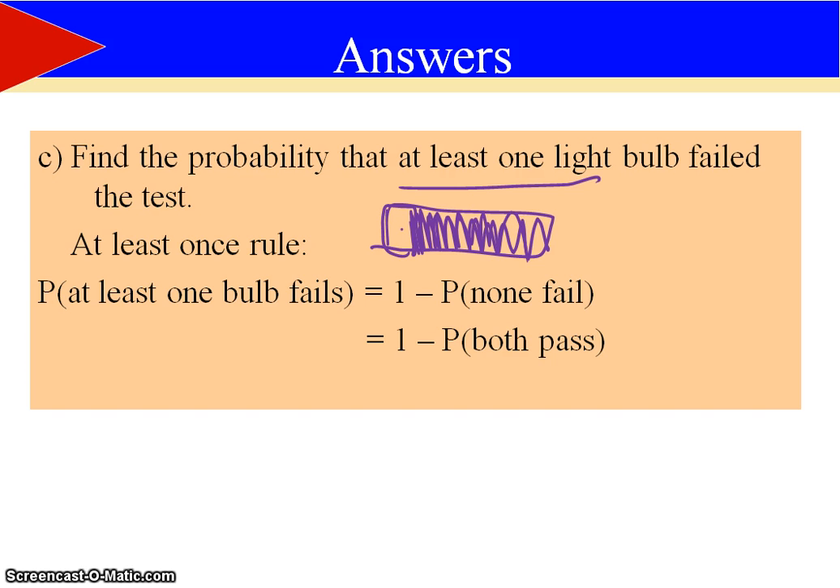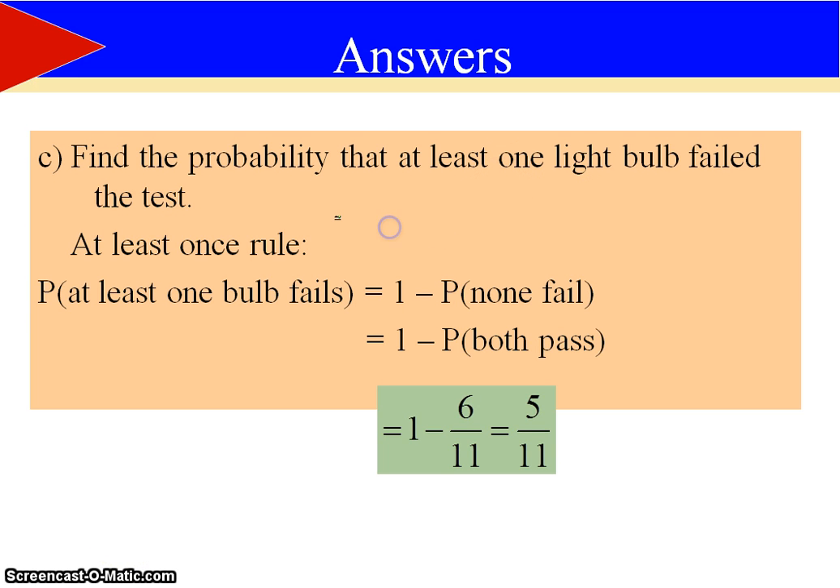So if none fail, that means both pass because you're pulling 2 bulbs. And we found the probability that both pass. That was 6 over 11. That was the previous example. So the probability that at least one bulb fails is 1 minus the probability that both pass, or 5 over 11. Okay, so the at least one rule is something that definitely takes some practice to wrap your head around, so we will do more examples of those.